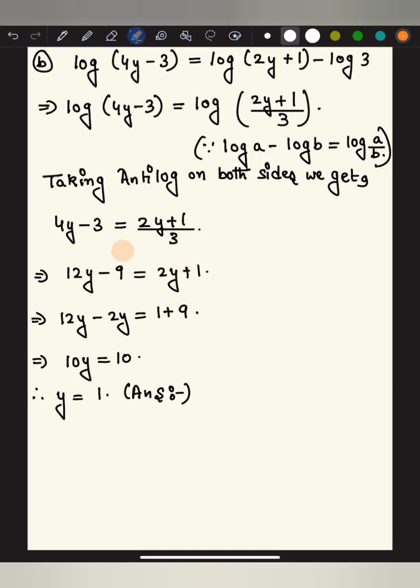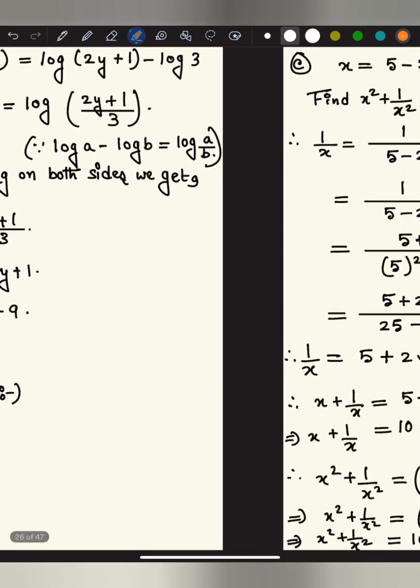Now cross multiplying it, we get 12y minus 9 is equal to 2y plus 1. Now 12y minus 2y is equal to 1, and this minus 9 goes to this side and it becomes plus 9. So 10y is equal to 10, which gives y equals 1. Got it? Okay. 4 subpart C.